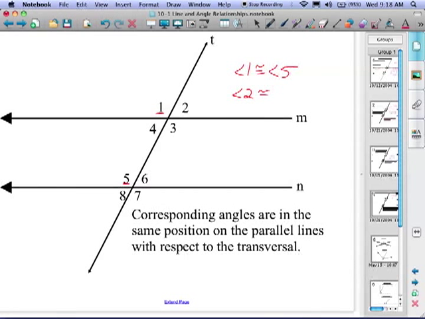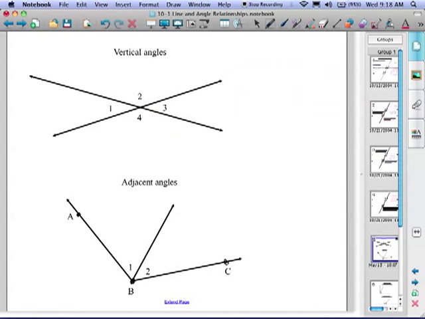How about angle 2? Angle 2 corresponds with angle 6. Angle 3 corresponds with angle 7. And finally, angle 4 corresponds and is congruent to angle 8.